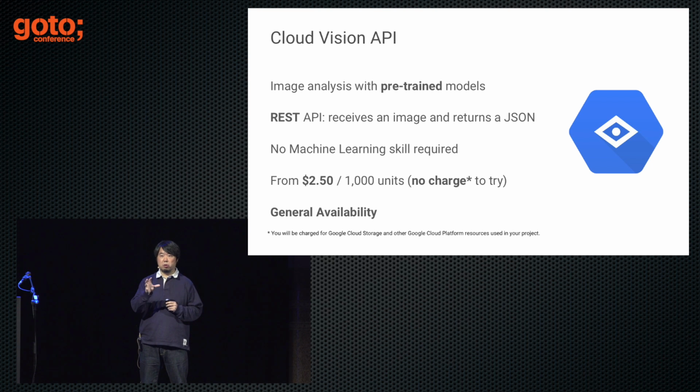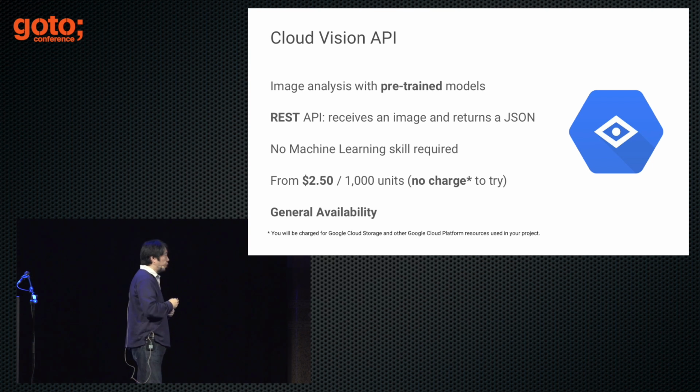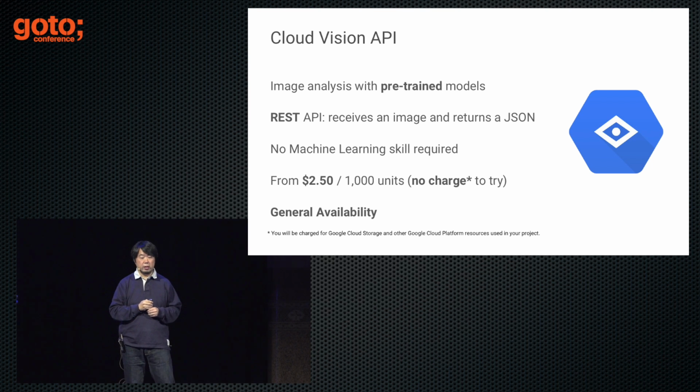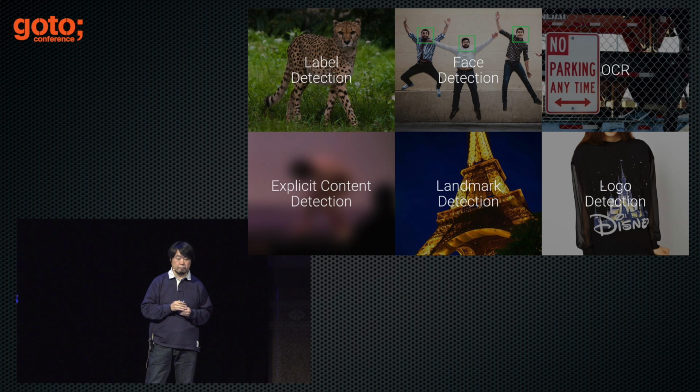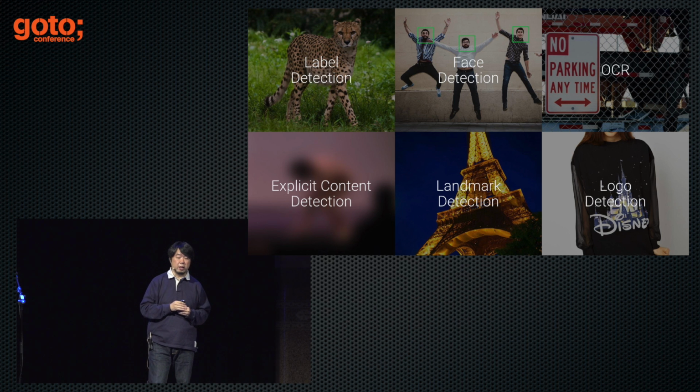You can just upload your photo image to the API, then you'll receive a JSON result in a few seconds that has the analysis result. And it's free to start trying out up to 1,000 images per month. It's generally available right now, so it's ready to be used for production projects. It has 6 different features to be detected.